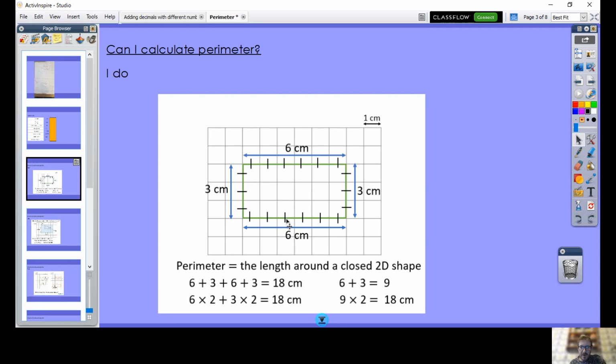And there's different ways you can try and work it out. So you could do 2 lots of 6, add 2 lots of 3, because all of that added together is the same distance around the outside.